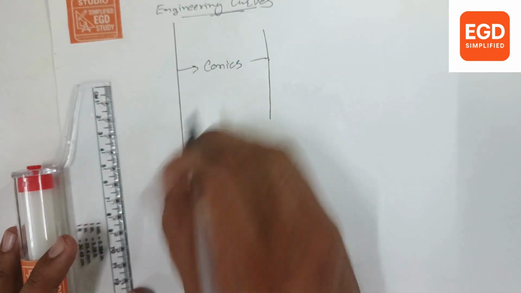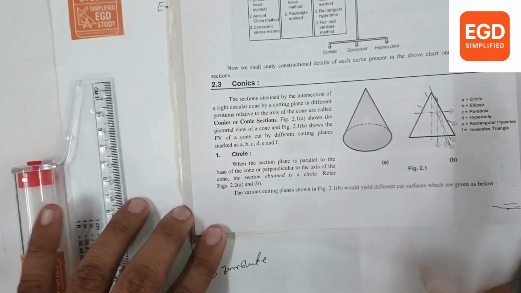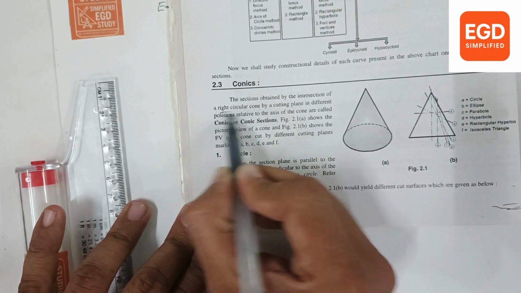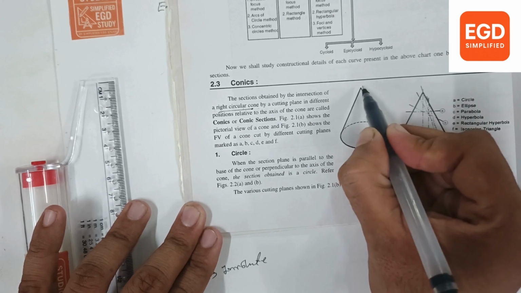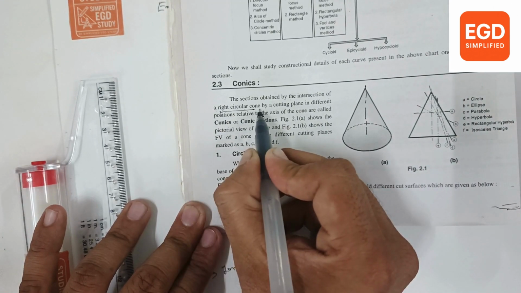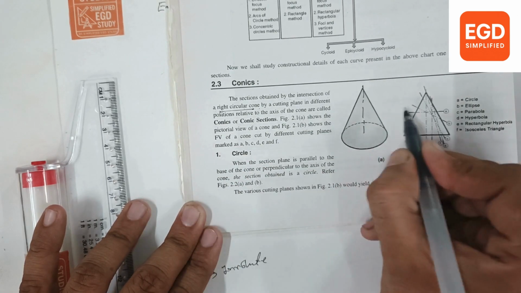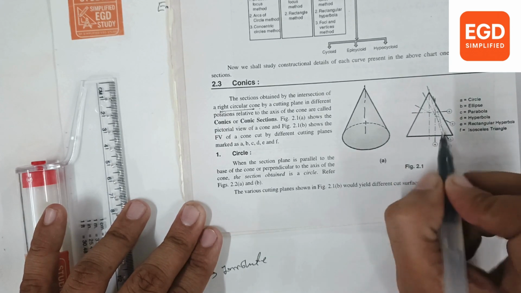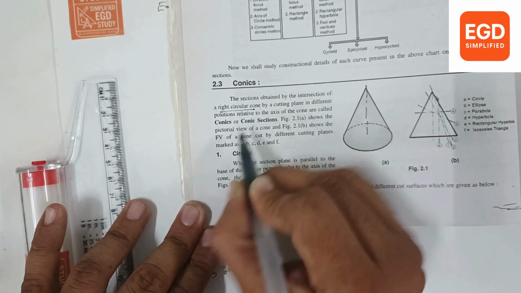Now, what is conics? Here we will see the section obtained by the intersection of the right circular cone, that is a cone having equal shape and size from the center, by a cutting plane in different positions. The cutting plane will cut this cone at different angles, and the entity generated is called conics.